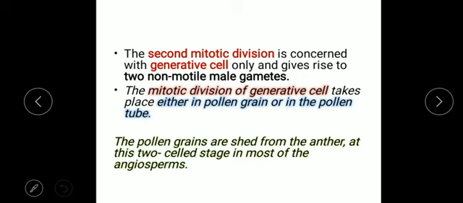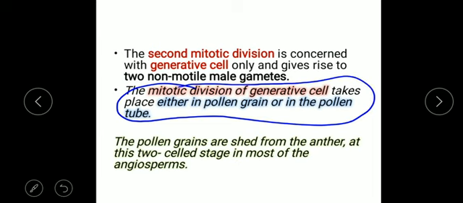The main thing you have to remember is that the mitotic division of the generative cell, which forms the male gametes, takes place in the pollen grain or in the pollen tube. It means it is not compulsory that the generative cell always divides before germination. It may be possible that when the pollen grain is pollinated and falls on the stigma and forms a pollen tube, the mitotic division then takes place to form the two male gametes.